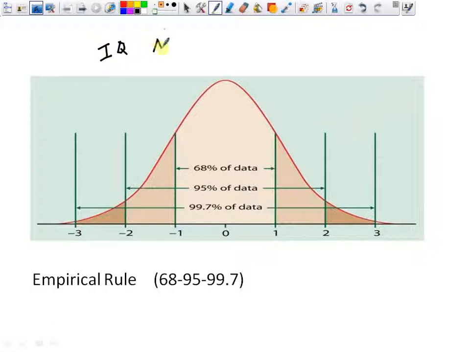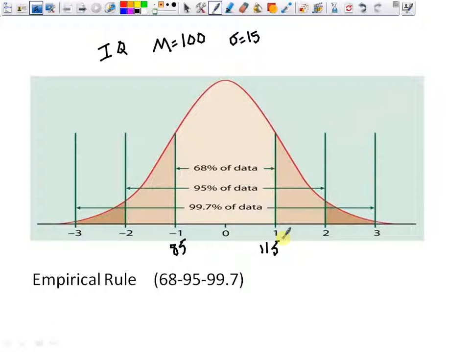IQ scores are approximately normally distributed, and the average IQ score, the mean, is about 100, and the standard deviation, which is a typical difference from the mean, is about 15. So based on that concept and the empirical rule, this is 85, one standard deviation below the mean. This is one standard deviation above the mean, which is 115. That says that about 68% of people have an IQ score between 85 and 115.